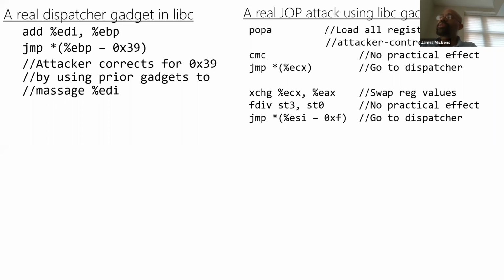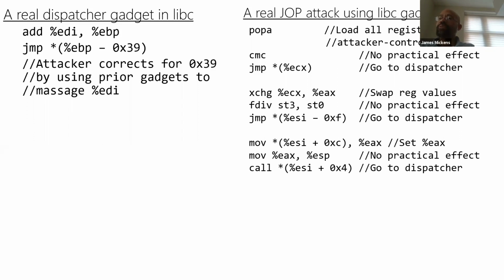Then we're going to have another set of gadget instructions. So we're going to do an exchange. This is basically going to swap the values of 2 registers. There's a division instruction, which has no practical effect on the attack, although it does make the machine do some floating point division. Then we're going to go back to the dispatcher.